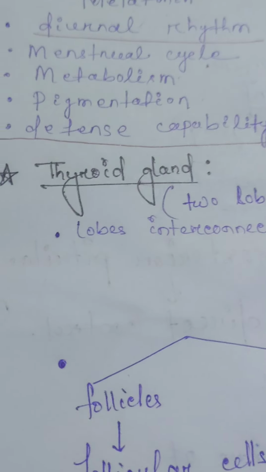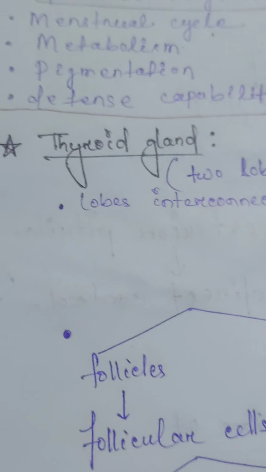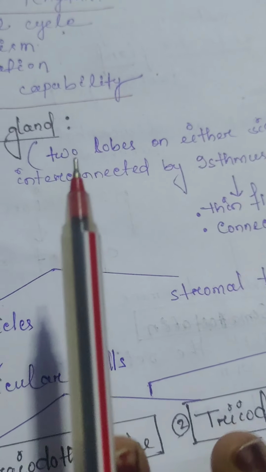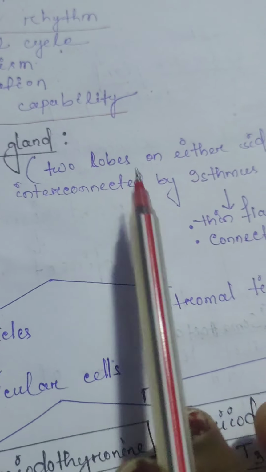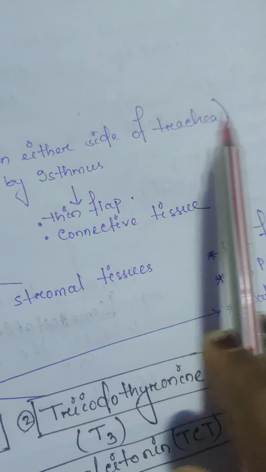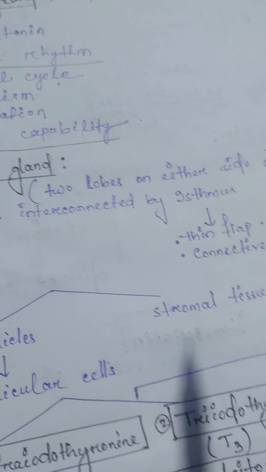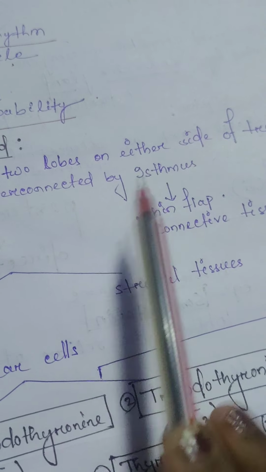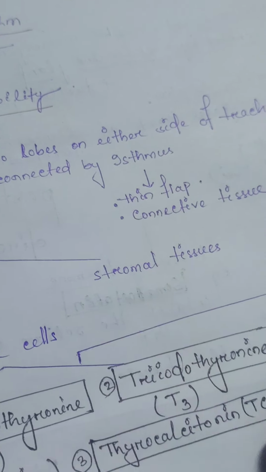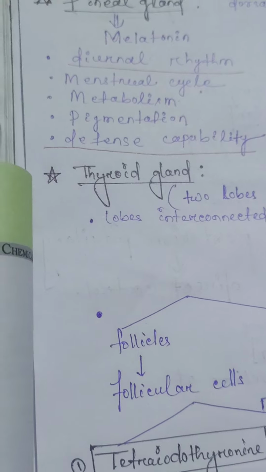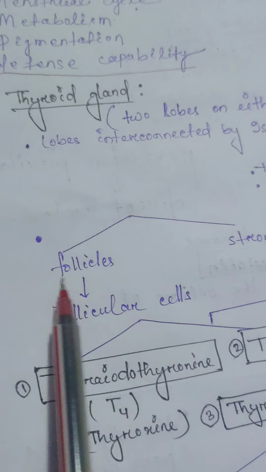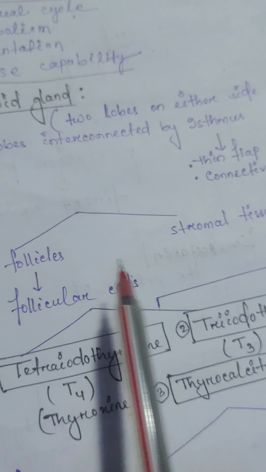Hello. After pineal gland, let's start with thyroid gland. Thyroid gland is made up of two lobes. Two lobes are present on either side of trachea, and the two lobes are interconnected by isthmus. Isthmus is a thin flap of connective tissue, and thyroid gland consists of follicles and stromal tissues.